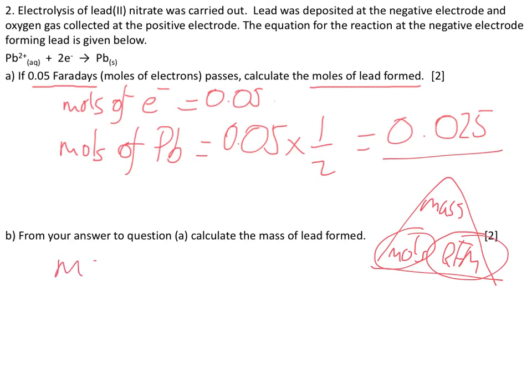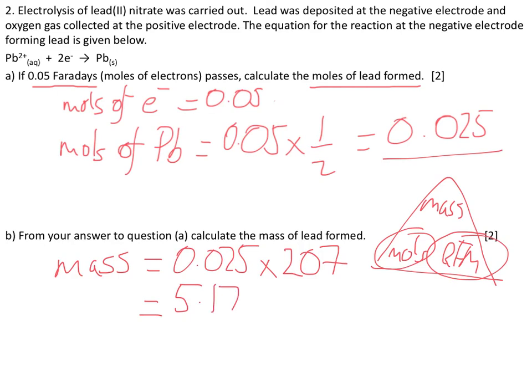So you can see that mass equals 0.025 times the atomic mass of lead. Can you find that on the periodic table? It should come out as 207, if I'm reading mine correctly. And if you type that into a calculator, you should come up with 5.175 grams.